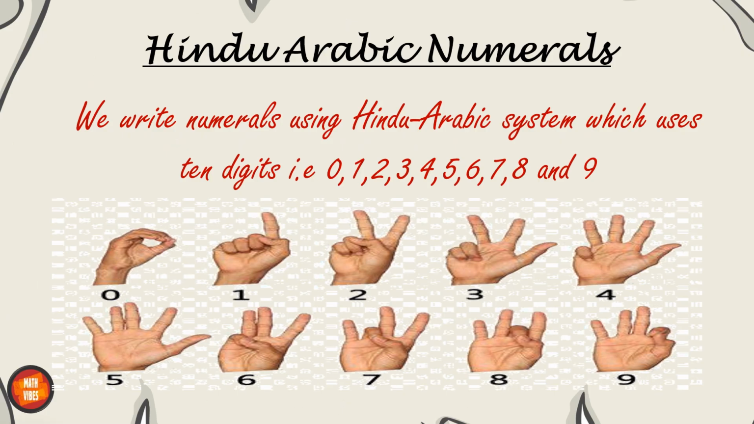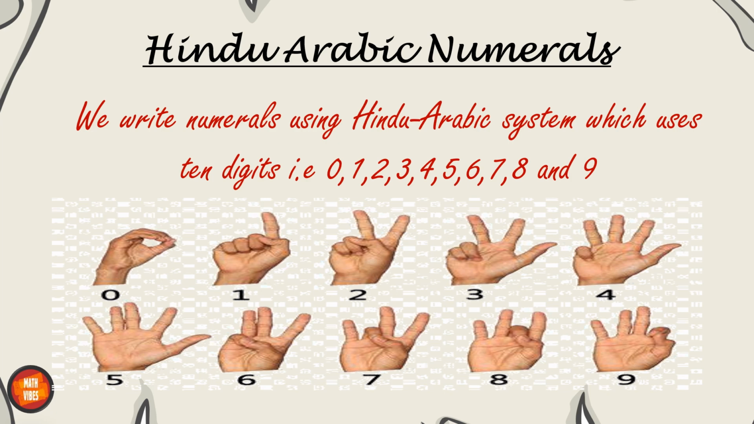So firstly, what are Hindu-Arabic numerals? Well, we write numerals using the Hindu-Arabic system which uses 10 digits. We generally write numbers, right? We write 1, 2, 3, 12, 28, 256 and all that. Now to write all these numbers, we use only 10 digits, which are 0, 1, 2, 3, 4, 5, 6, 7, 8 and 9. With the help of these 10 digits only, we are able to write any number.